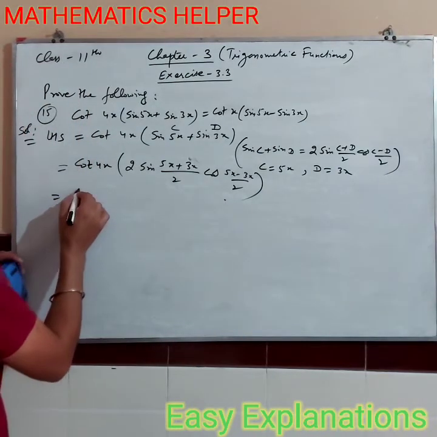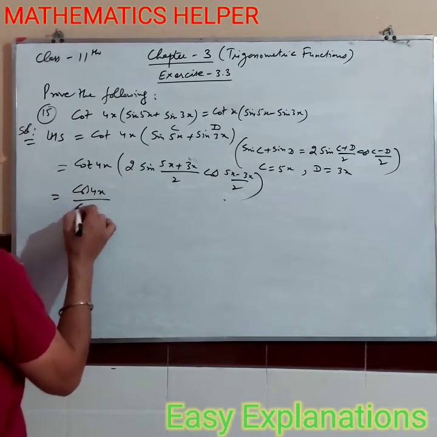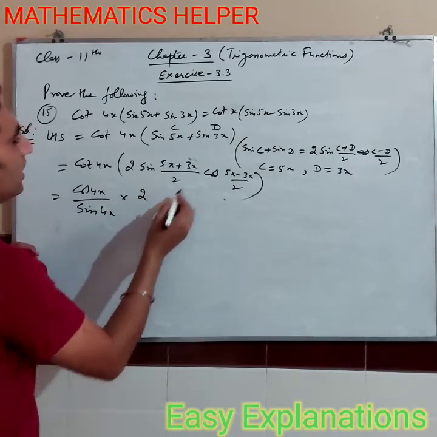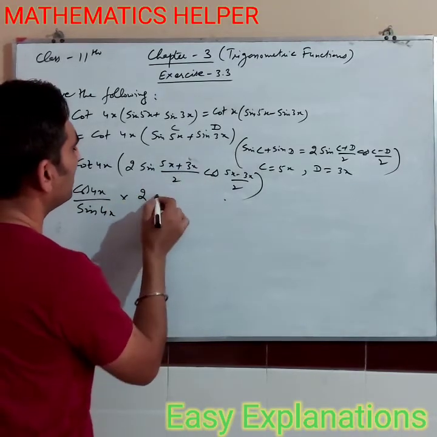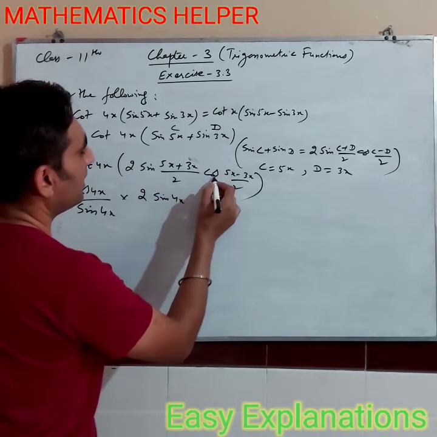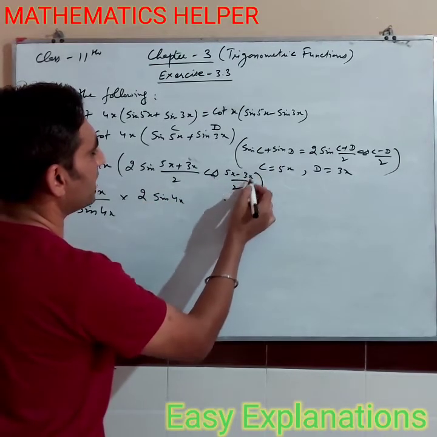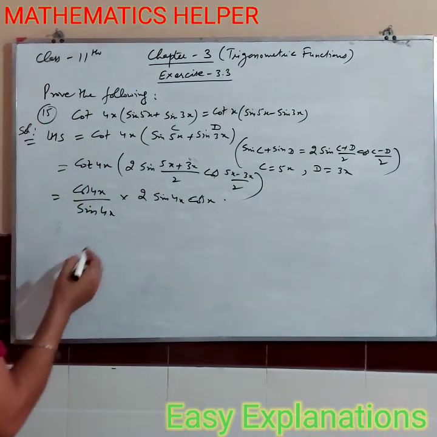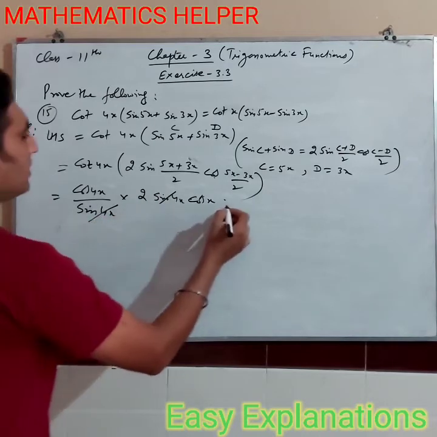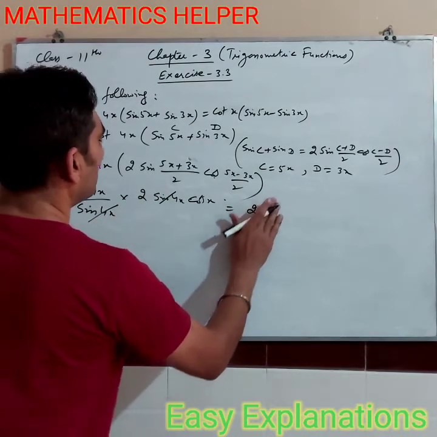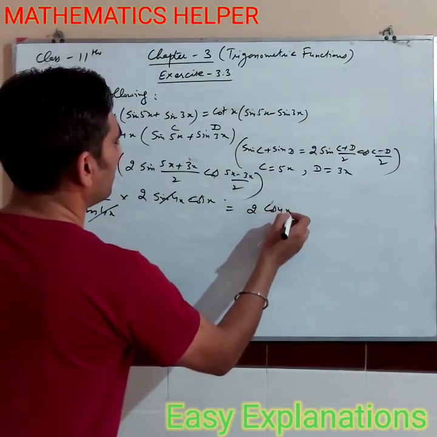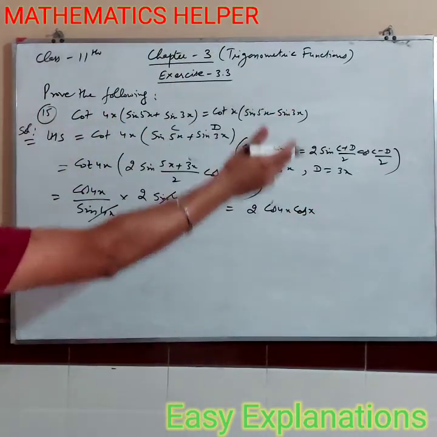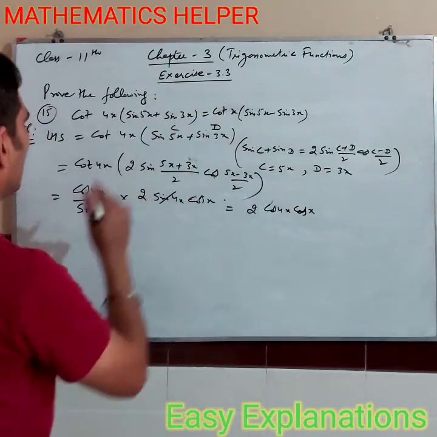So cot 4x can be written as cos 4x over sine 4x, and here the answer is 2 sine, 5 plus 3 is 8 over 2 is 4, so sine 4x. It is cos of 5x minus 3x, 2x over 2 will give cos x only. So we can cancel if possible anything. Sine 4x cancelled. So ultimately we have 2 cos 4x and cos x, their combination. But it is not same as given in the right side of equality. So we have to solve the right side in this question.